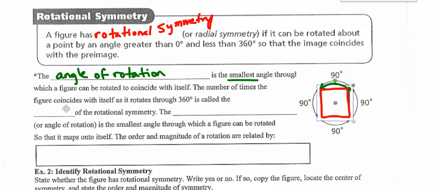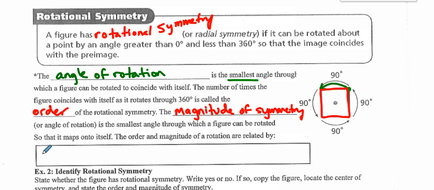So the number of times that the figure coincides with itself as it rotates through 360 degrees is called the order of rotational symmetry. The magnitude of symmetry, which is just another name for the angle of rotation, that smallest angle, like over here was 90, is again the smallest angle through which a figure can be rotated so that it maps to itself.